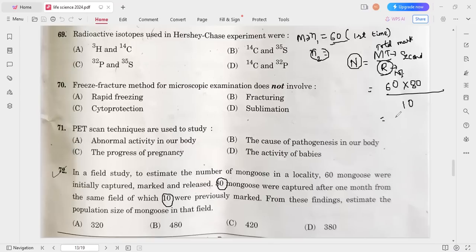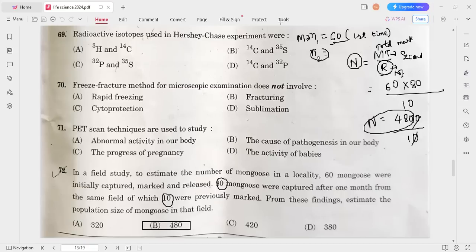So here 60 into 80, that is 4800 divided by 10, 10, 10 cancel. So the N, that is population size, is 480. Here you can see where 480 is, that is option B. 480 is the correct answer for this question number 72. Okay, so this is about the population size related question.